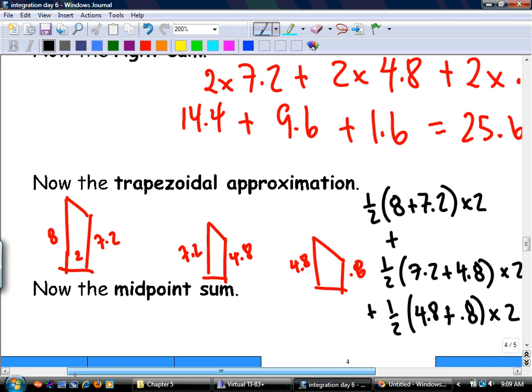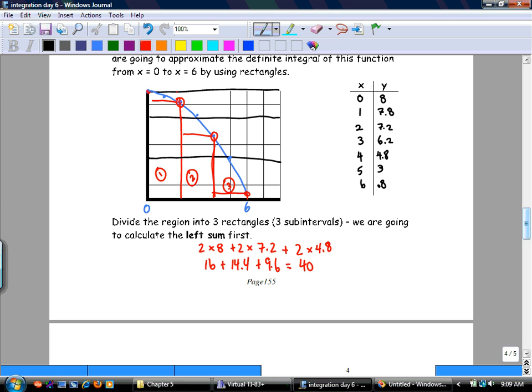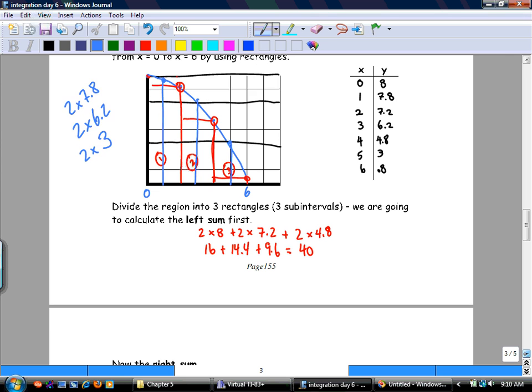Okay. And then midpoint, because we want to add a little bit more funness to the mix. What you're going to do is find the middle of each of these rectangles. The middle on that one is right there. It's got a length of 2 and a width of 7.8. The width of 2 and a length of 6.2. And the last one is a width of 2 and a length of 3. So 2 times 7.8 plus 2 times 6.2 plus 2 times 3.